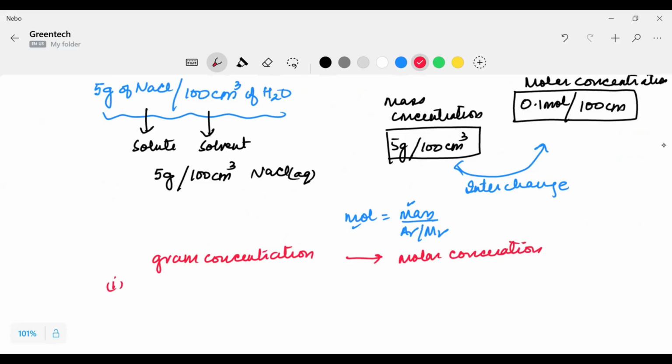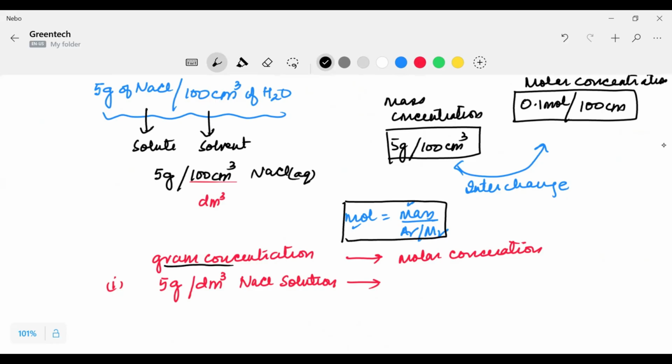Now I'll give you the first example, the same example I'll take. I have 5 grams in 1 dm cube. Instead of 100 cm cube, I change the solvent into the standard, that is 1 dm cube. So I have 5 grams per dm cube NaCl solution. I need to convert it into the molar concentration. Now the formula for that, but this time I need the mass concentration to be converted into molar. So I need to calculate the number of moles here. So I'll take moles equals 5 grams over the MR for NaCl.